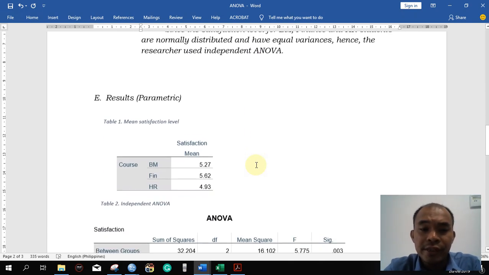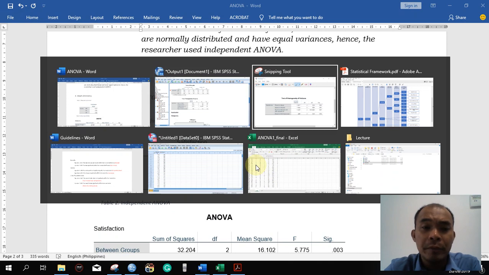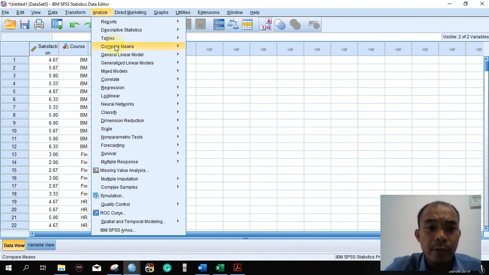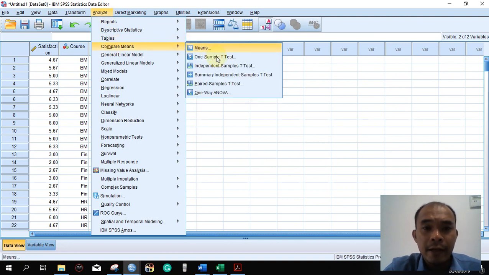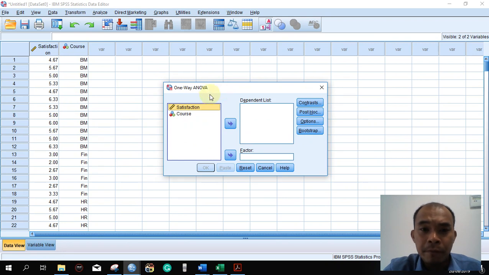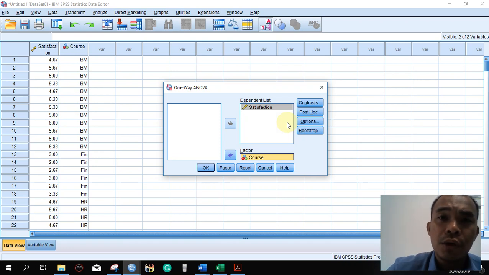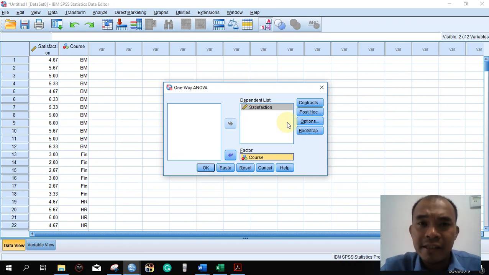Okay, so in order for us to proceed, let's proceed to the ANOVA. How do we perform the ANOVA in our SPSS? Analyze, we go to compare means, and then we do the one-way ANOVA. Click that one, and then drag the satisfaction to the dependent list, and the course under the factor. And then we will also do a post hoc. A post hoc is very important, especially if there's a significant difference in the result, because we will be able to see what particular factor significantly differs among the others. We will see later on.